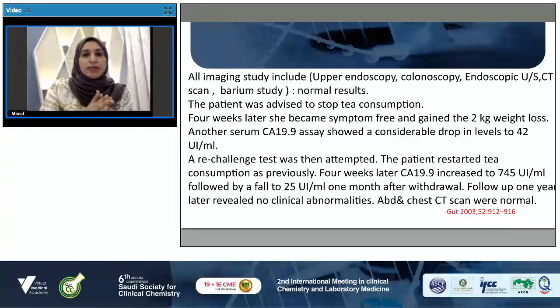They asked her to consume a high amount of black tea as she did before. After 4 weeks, her CA19-9 jumped to 745, and she got the same symptoms. They asked her to stop, and her CA19-9 dropped to 25. After 1 year of follow-up, there were no clinical abnormalities, the abdomen and CT scan were normal, and CA19-9 was normalized.